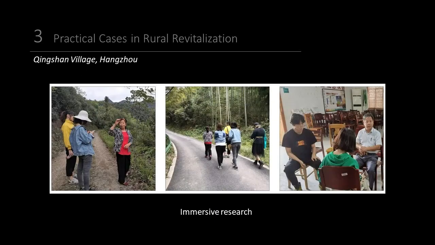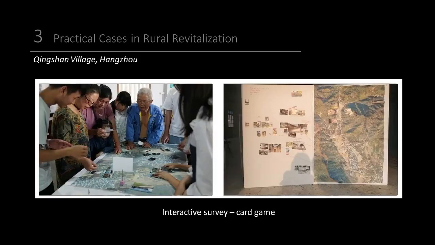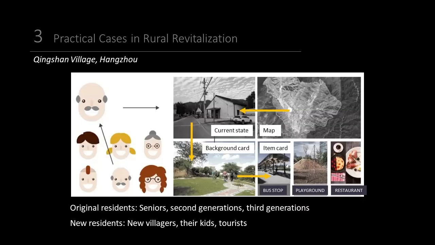We did a long period of immersive research to find out the villagers' needs. We stayed and lived together with the villagers to understand their daily life. We used this card game to communicate with the villagers and let them express their needs in an easier way. We provided a map of the village with photos of the current state of every corner and let the villagers choose the background card and put item cards into the background to visualize their prospect of how the spaces could be improved. The participants include both original residents and new residents.